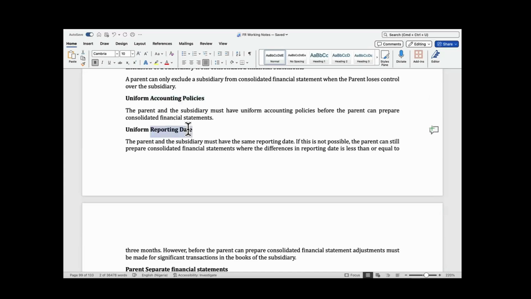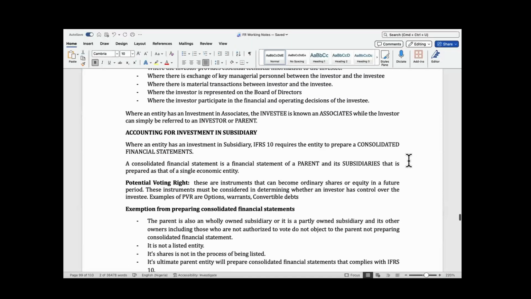The same thing applies to year-end. The parent and subsidiary must have the same year-end, uniform. Again, if it's not possible, you can still consolidate if the difference between your year-ends is less than or equal to 3 months. But even at that, you need to make adjustments for significant transactions that happen between those periods. You need to bring them in. But primarily, you should have the same year-end. So all this needs to be considered before you go ahead and prepare consolidated financial statements.